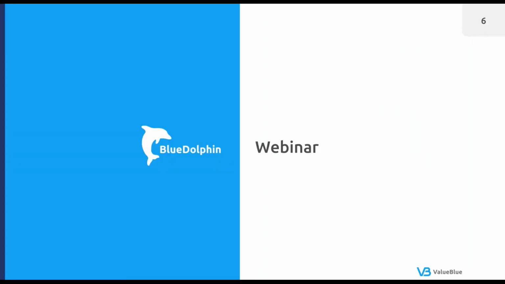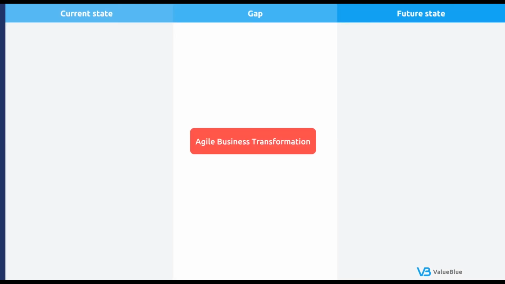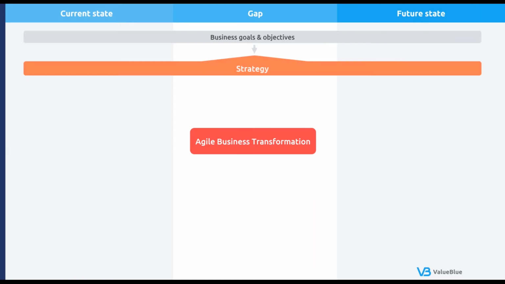So this webinar is about application portfolio management. Let's first talk about where we position application portfolio management. We position it within the realm of what we call agile business transformation. Agile business transformation is basically a means of getting your business goals and objectives into a strategy, and getting that strategy into a capability model, a set of capabilities that your organization uses to execute its goals, mission and vision.